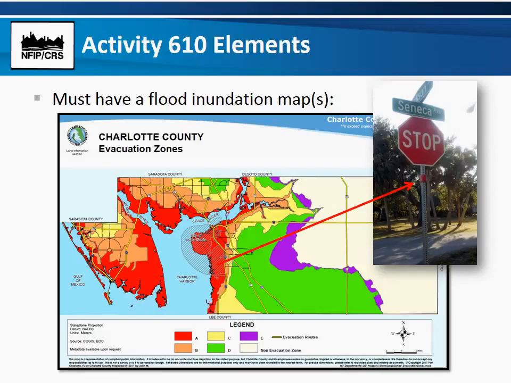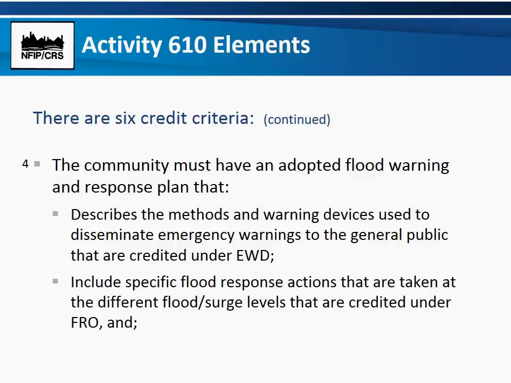The fourth credit criteria of the 6 is that a flood warning response plan must be adopted by the community, and I need to have the resolution or some such document saying that it has been adopted. This plan may have different names in different communities, such as Flood Warning Plan, Flood Preparedness Plan, or Emergency Operations Plan. This plan will describe the methods and warning devices used to disseminate your information to your public. This is created under EWD, and then tying back into the Flood Threat Recognition System, EWD, and flood response operations, it has to have specific actions taken at the different flood levels shown on your maps.